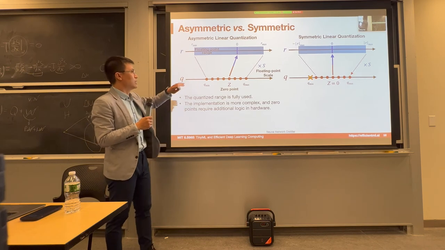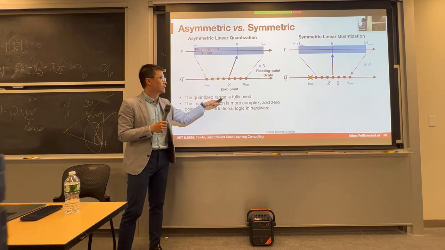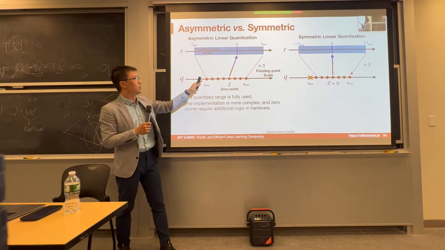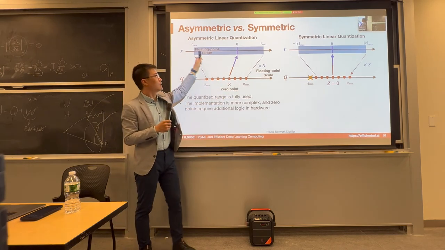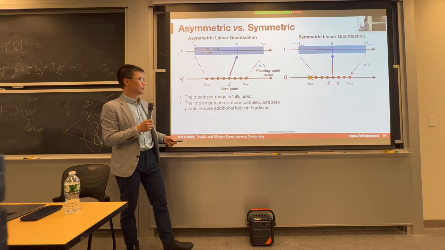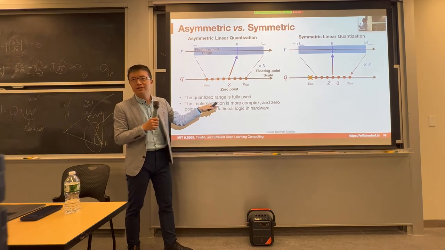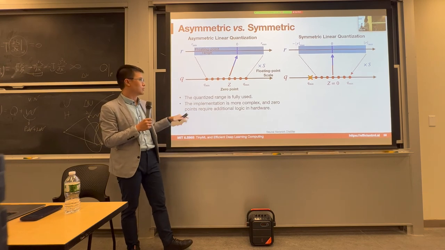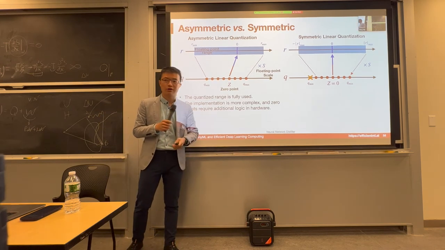First of all, for asymmetric quantization, the quantized range is fully utilized. Right? So the whole range is used. But the implementation is more complex. Of course, you have the Z value, and the zero point requires additional logic.